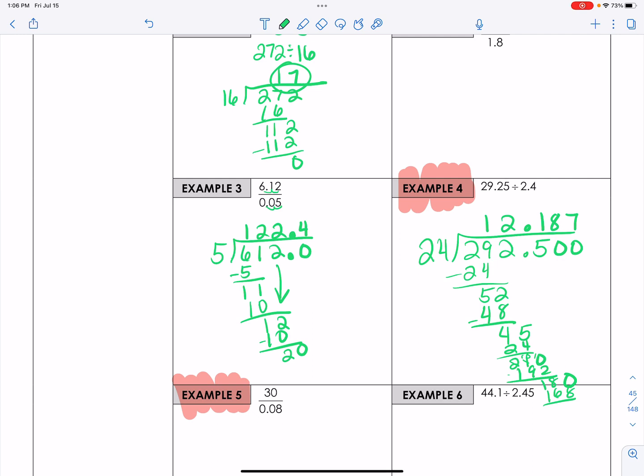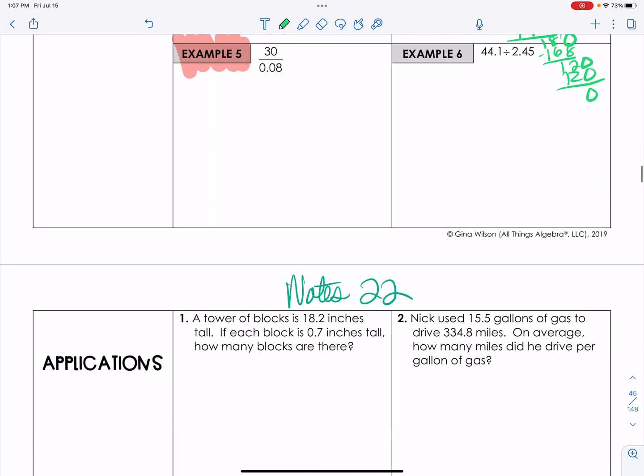I'm almost done. 2, 1, and I bring down the 0. And I believe 24 goes into 120. I've seen that a couple times. So you have all of that. So that's as far, and I want you to do that all by hand.